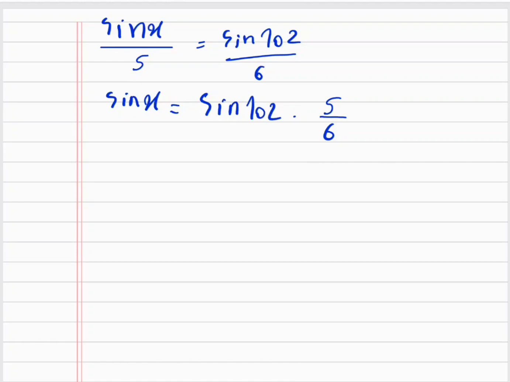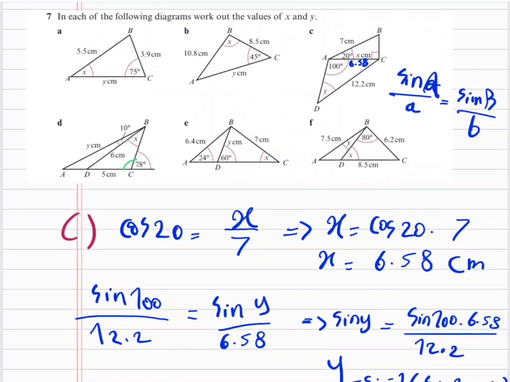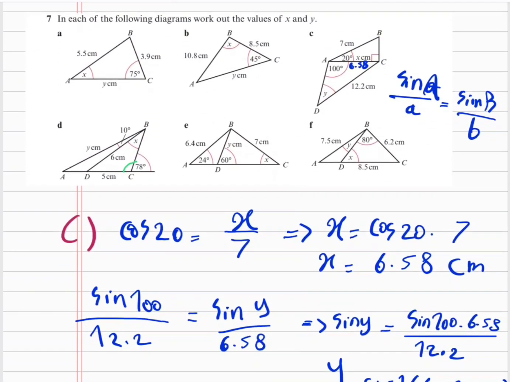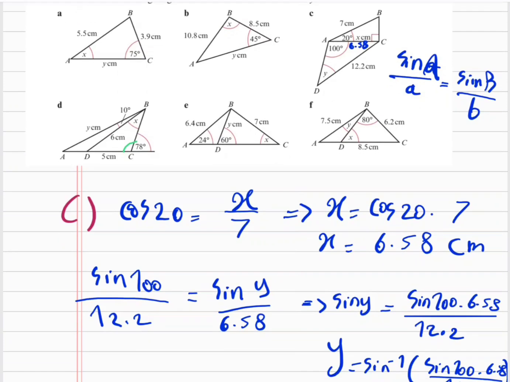So obviously we need to take the sine inverse of the right hand side. Once we take the sine inverse of the entire right hand side, we get 54.6 degrees to three significant figures.